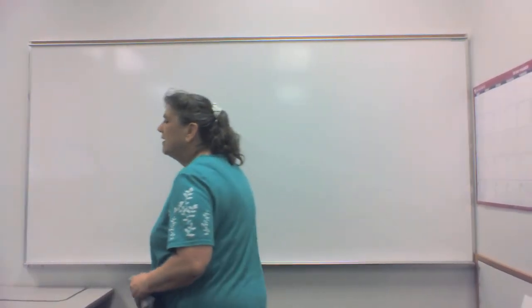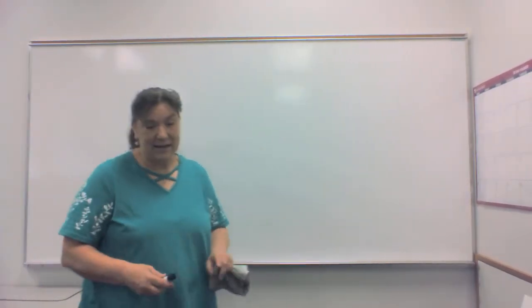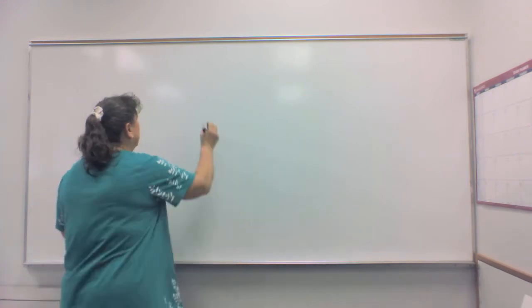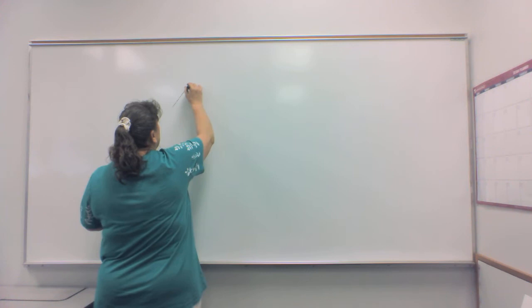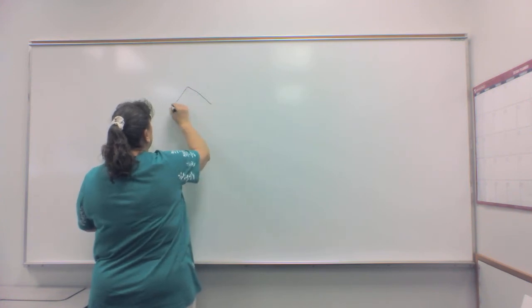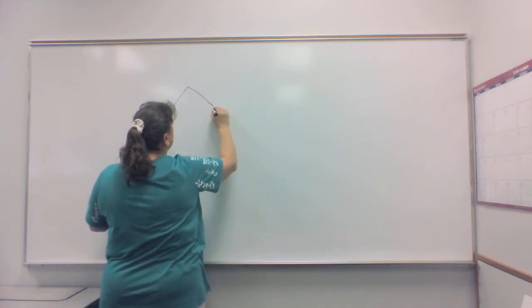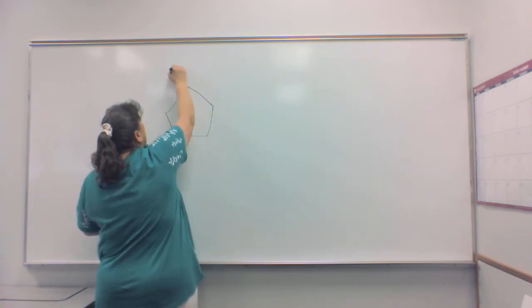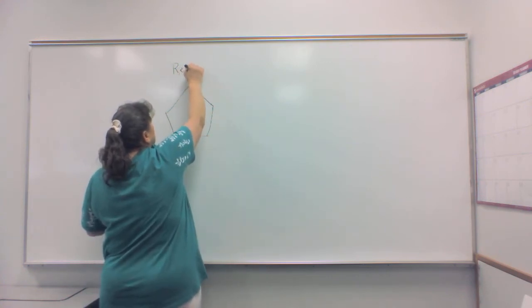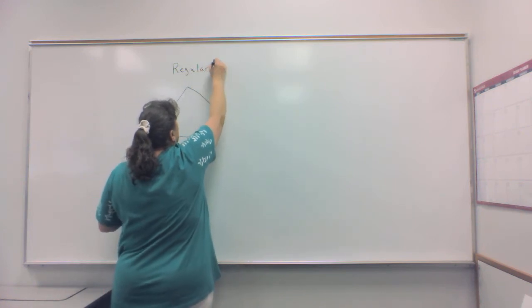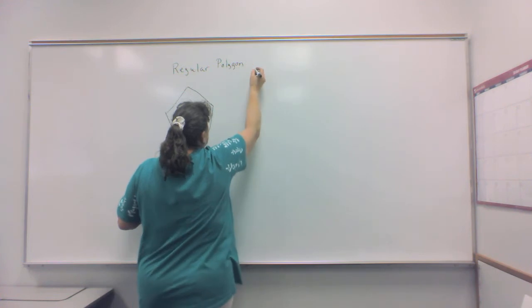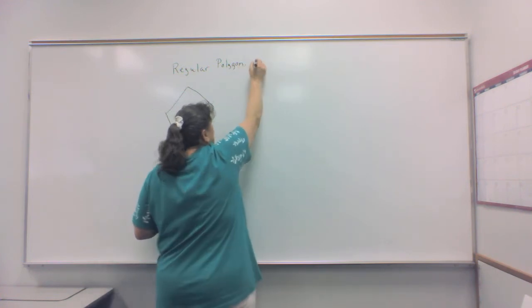Okay, now let's look at area of some other kinds of shapes. How about we look at the area of a pentagon? And we're going to look at the area of a regular pentagon. And I'm not any good at drawing them, but we will see. Remember what a regular polygon means. A regular polygon means that all the sides are the same size.